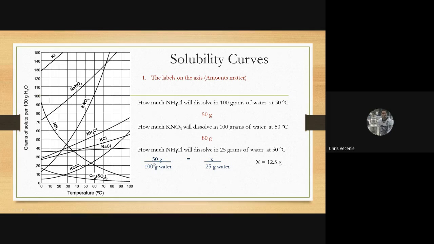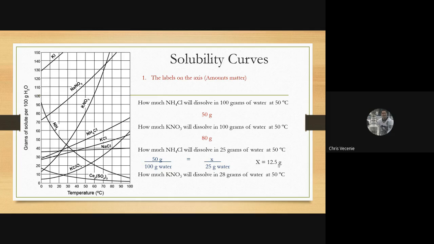Some people think of it a different way. Oh, you can dissolve 50 in 100. 25 grams is only a fourth as much water, so I can only get a fourth as much of the 50. And you would get the same place. You're setting up a proportion just using a fraction. And that works well whenever it's nice round numbers.